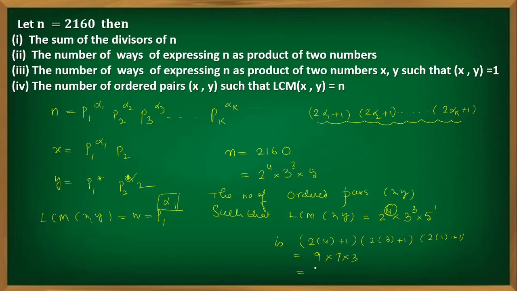So we get 63 into 3, which is 189. So therefore, there are totally 189 ordered pairs, right? 189 ordered pairs are there so that the LCM of x and y will become 2 power 4, 3 cube, into 5 power 1, which is 2160.